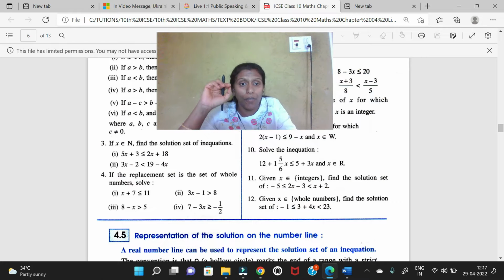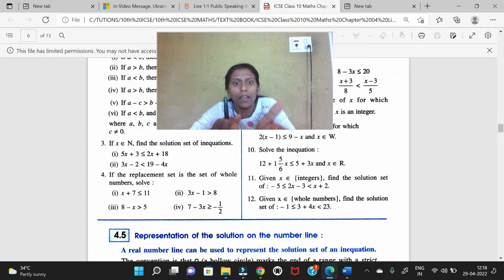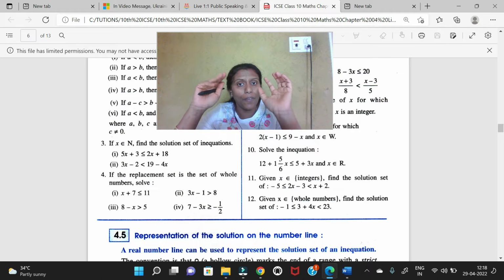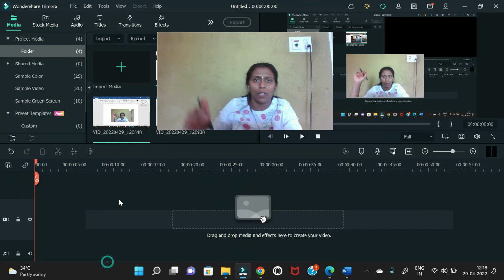They've given you the replacement set, and it's the set of whole numbers. What do we mean? Any solutions that come will be whole numbers. We are going to solve these inequations where the set is whole numbers, starting from 0, and it can be any number up to infinity. But for this particular problem, we need to identify the specific solution set. What is the first one? X plus 7 less than or equal to 7.